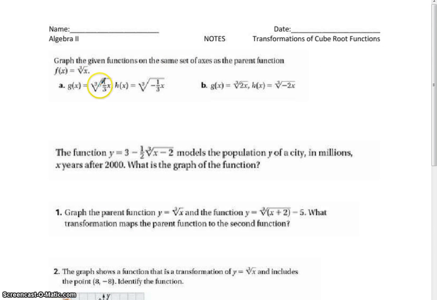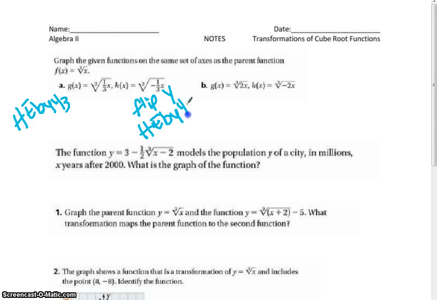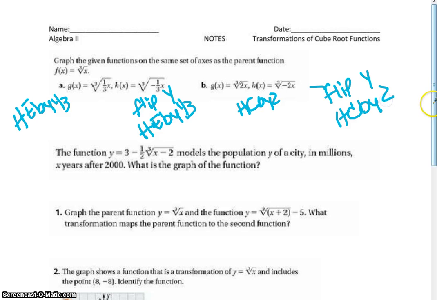we have a 1/3 x on the inside, so this is a horizontal expansion by 1/3. It's expansion because it does the opposite of what you would think. This one is going to flip over y because it's trapped in there and have a horizontal expansion by 1/3. Here you're going to have a horizontal compression by 2, and then the other one is going to flip. Once again, it's over y, horizontal compression by 2.